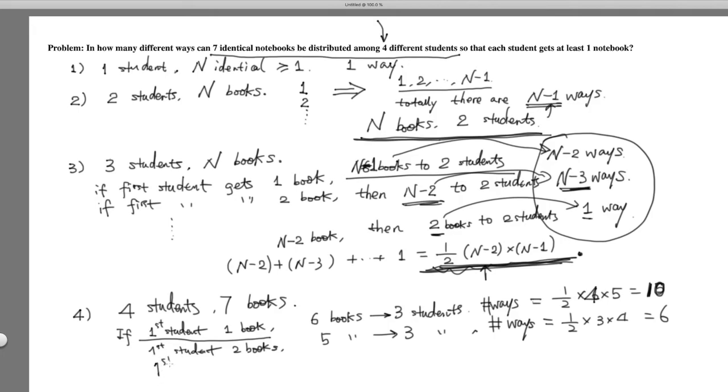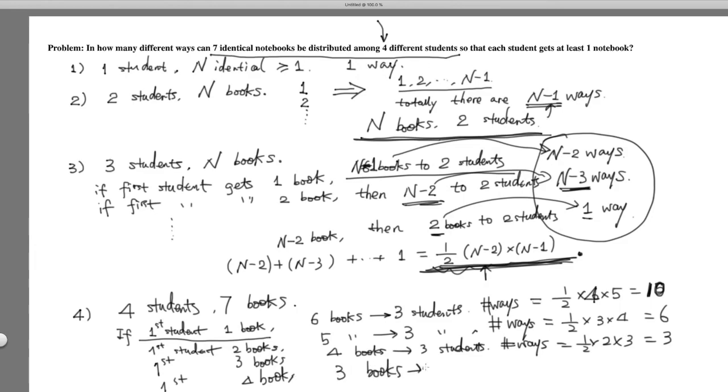If the first student gets 3 books, that will be 4 books going to 3 students. The number of ways equals half times 2 times 3, equals 3 ways. And finally, if the first student gets 4 books, then the remaining 3 books go to 3 students. And clearly, there's only one way because each one gets 1 book.